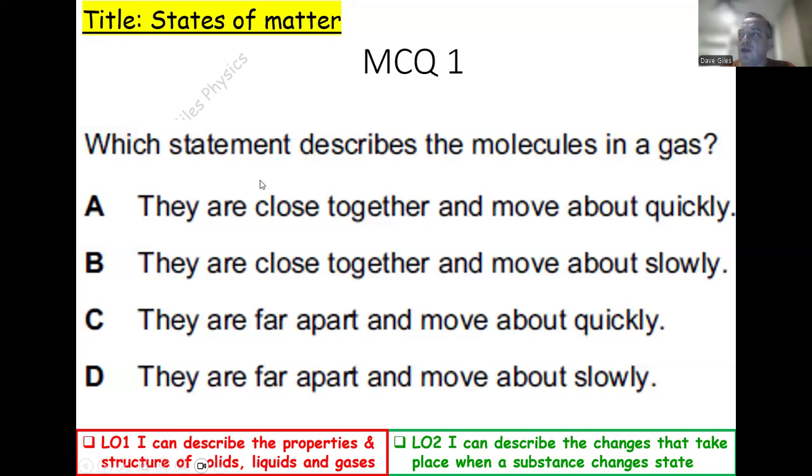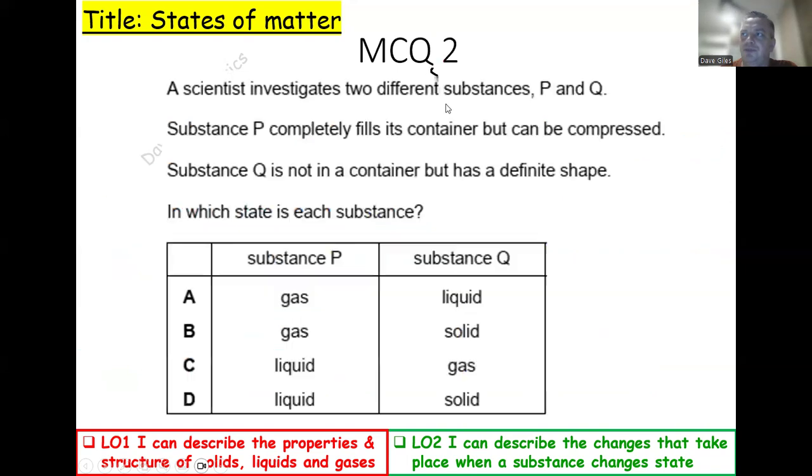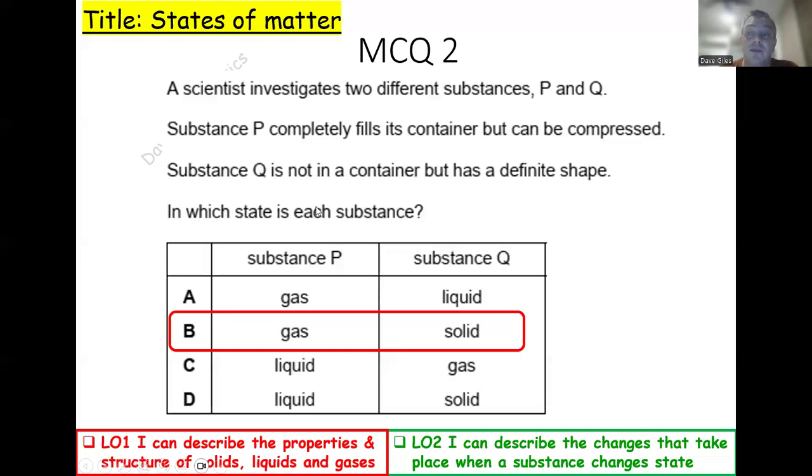So which statement describes molecules in a gas? Well, they are far apart and move about quickly. Next question. There are 6 in total. A scientist investigates 2 substances, P and Q. Substance P completely fills its container but can be compressed. Substance Q is not in a container, but has a definite shape. In which state is each substance? Well, substance P is a gas and Q is a solid. So it's B.